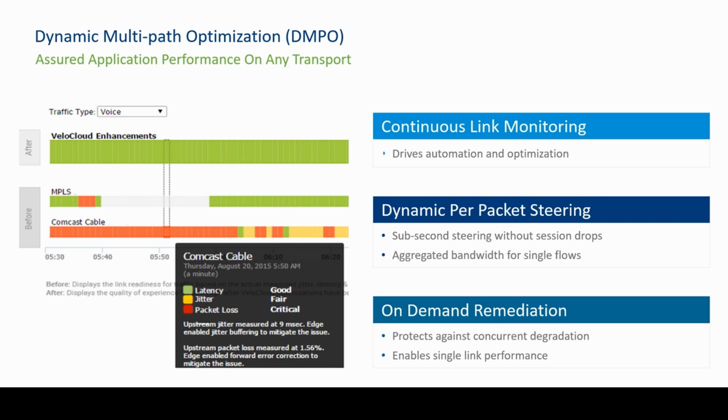It will work fine. If I hover my mouse here in a real scenario, you will see that Comcast cable has good latency, jitter is fair, packet loss is critical, right? Upstream jitter measured at 9 milliseconds, so the edge enables jitter buffering to mitigate the issue. Packet loss measured 1.56%, right? Here you can see that after the VeloCloud enhancement, it is showing green.